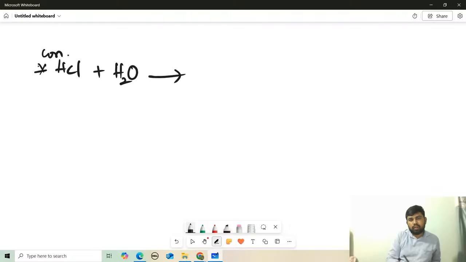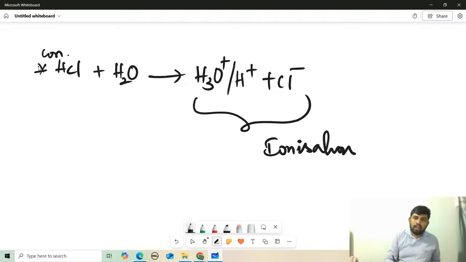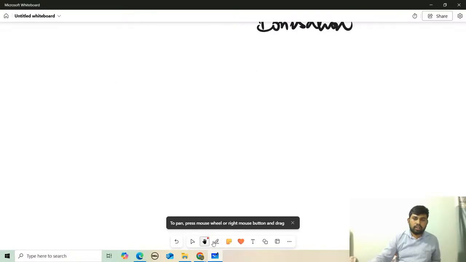It forms H3O plus ions, or H plus ions, and Cl minus ions. This process is called ionization. So when we add an acid or base to water, the first thing that takes place is ionization. This is the first thing to remember.